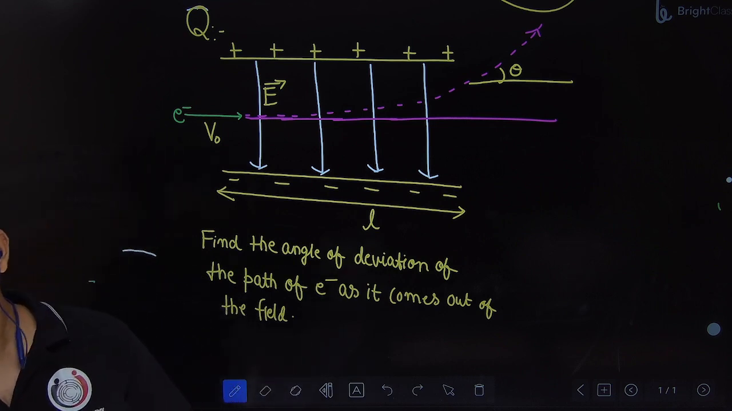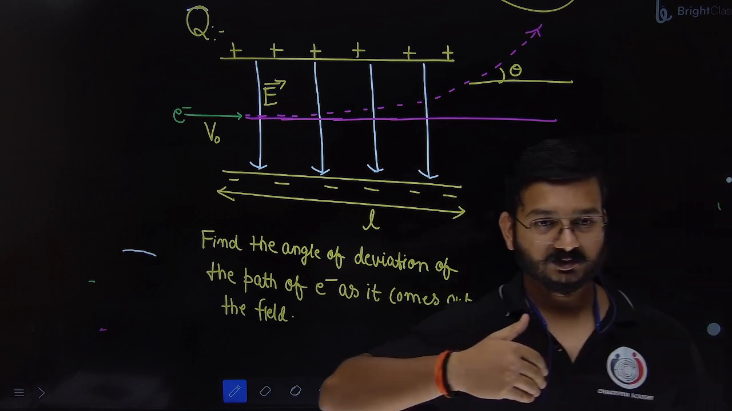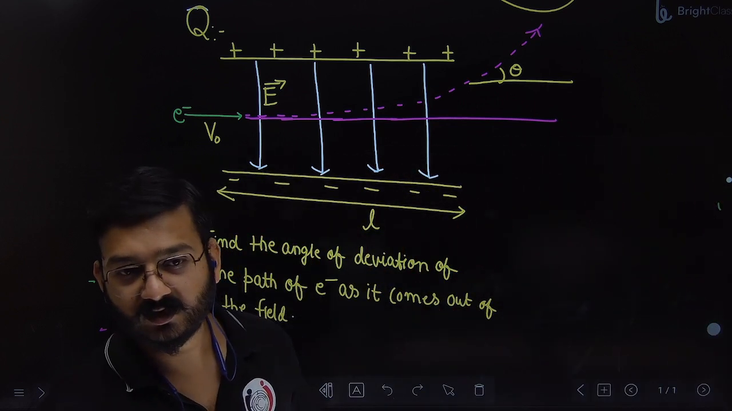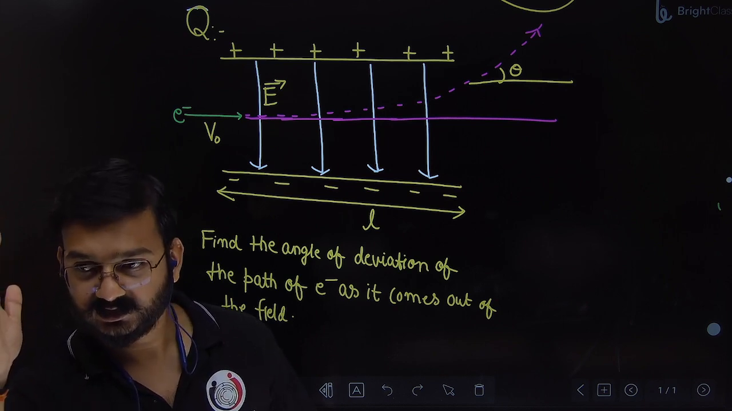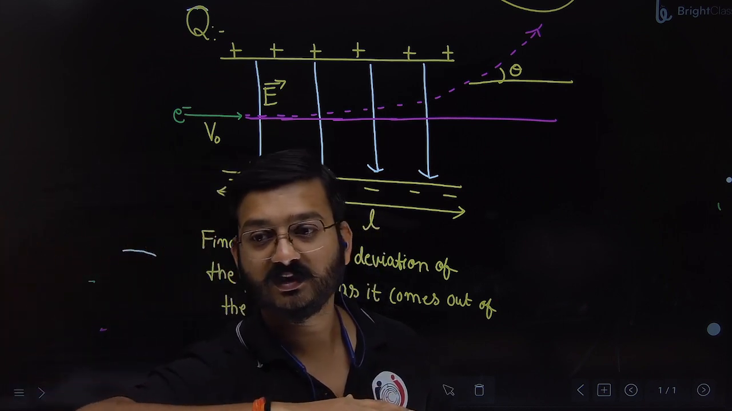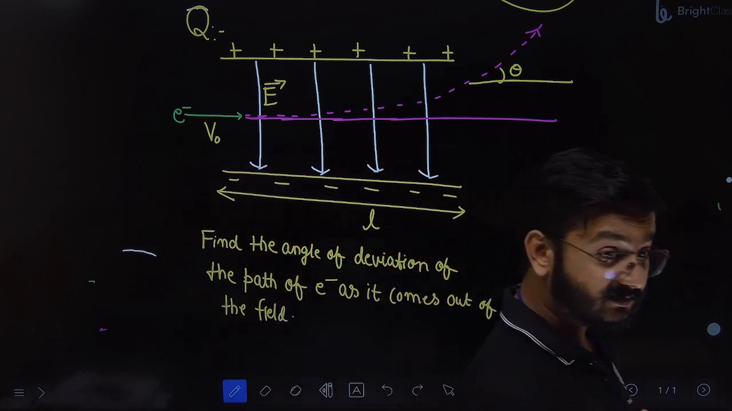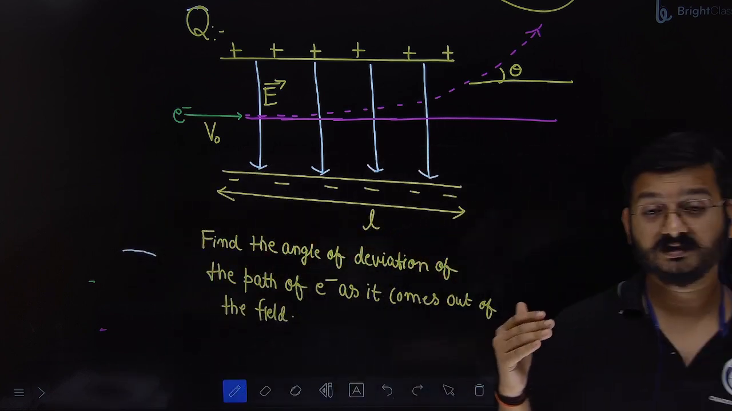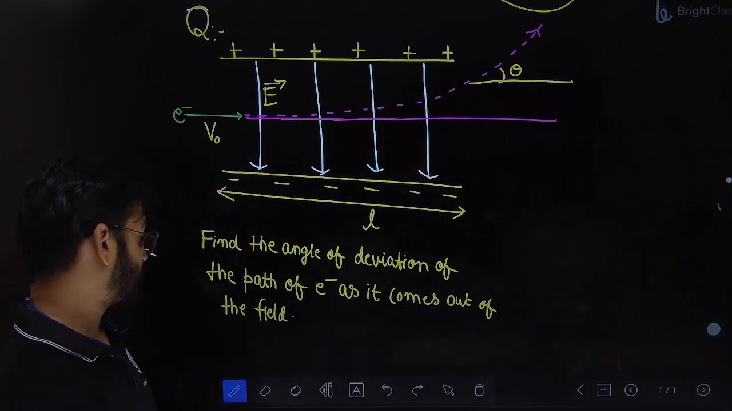What is tan theta? Perpendicular by base. Perpendicular by base. So here we will talk in terms of what? Perpendicular component of velocity divided by horizontal component of velocity. So we will find tan theta in terms of perpendicular component of velocity by horizontal component of velocity.